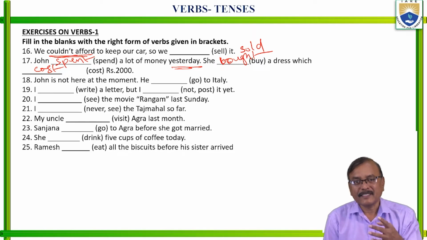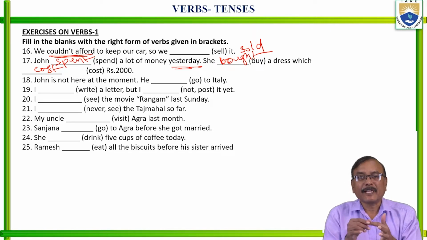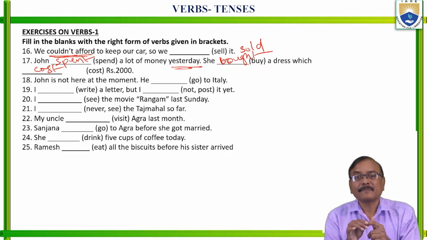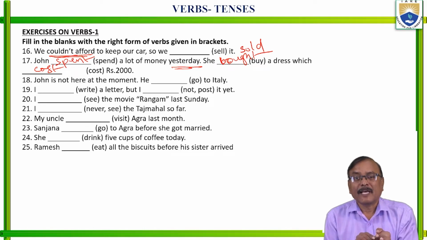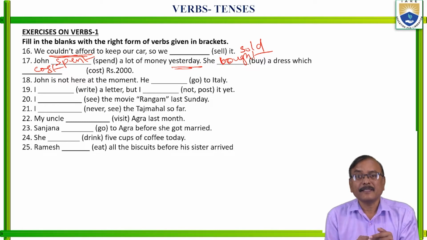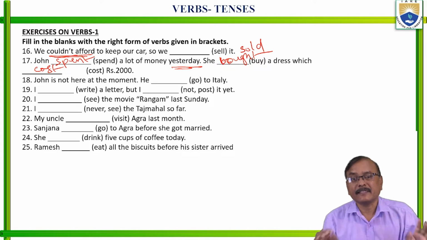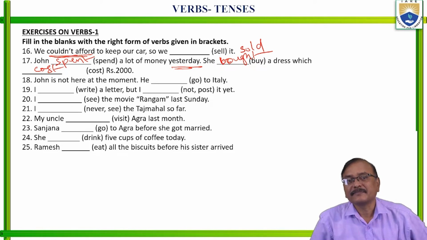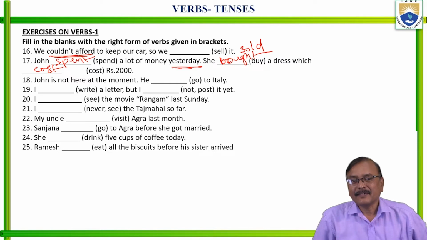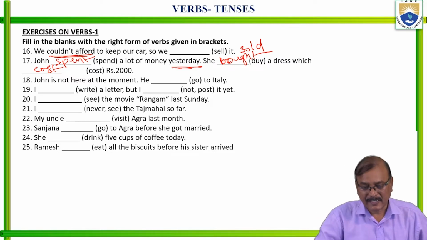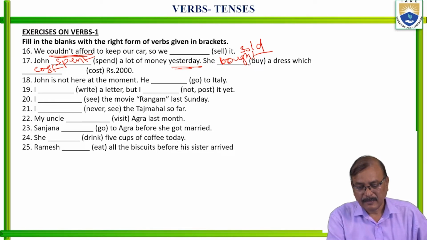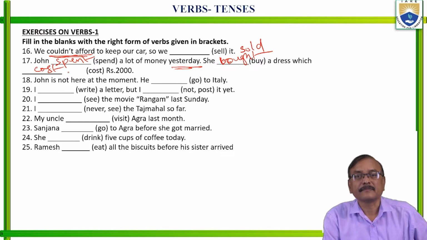But remember in the past actions, what did I say? If time is known, subject plus V2. If time is not known, subject plus have or has plus V3. If it is past in past, subject plus had plus V3. Remember that. So, if time is known, subject plus V2. Here yesterday. Okay, that's why it is V2. Spent, bought, cost.